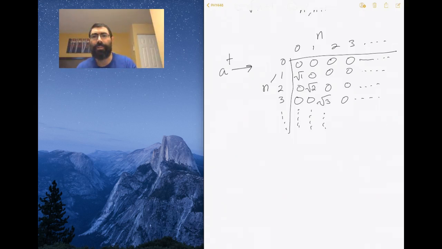So now I've got this matrix, really, showing what the factor is if you want to go from a state, say energy state 2, to the energy state 3. I would just have to multiply by that factor, the square root of 3.